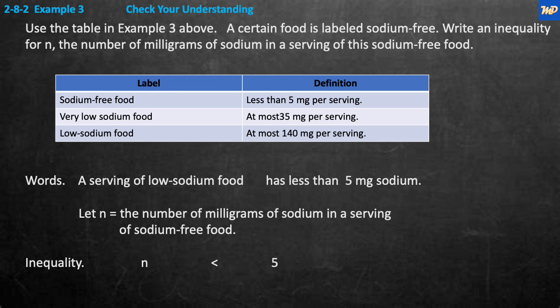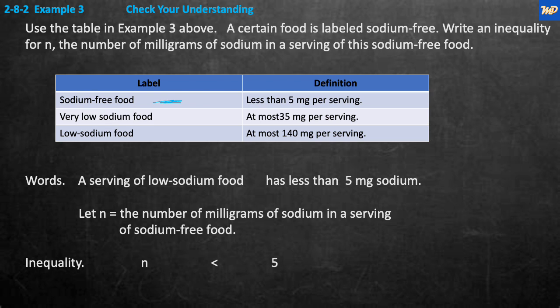So what are we looking for? Well, first of all, I'm going to let you do it. Well, as I see here, it's already done for you, so I guess I can't let you do it. So we're going to do it together. So it's sodium-free. Here it is, sodium-free food right here. Sodium-free food has less than 5 milligrams per serving. So that means less than means it can't have 5 milligrams. It has to be less than 5 milligrams. So that implies that there's no equal sign in this.